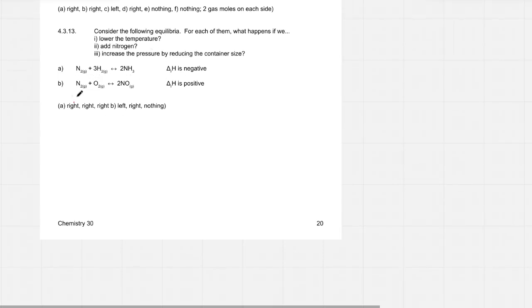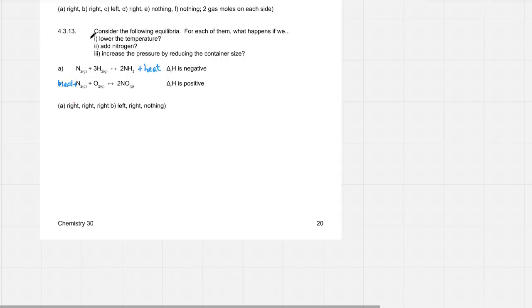Consider the following equilibria. Okay, so there's two separate ones here. What if we lower the temperature? One of these is endothermic, the other one is exothermic. Sorry, I was pointing at the wrong one when I said that. I find it very hard to figure these out when the delta H is written like this, so I'm going to put the delta H in line with the rest of the stuff. If delta H is negative, that means the reaction is exothermic, it produces heat. I'm going to put the heat on the right. If delta H is positive, that means the reaction is endothermic, which means heat goes on the left.